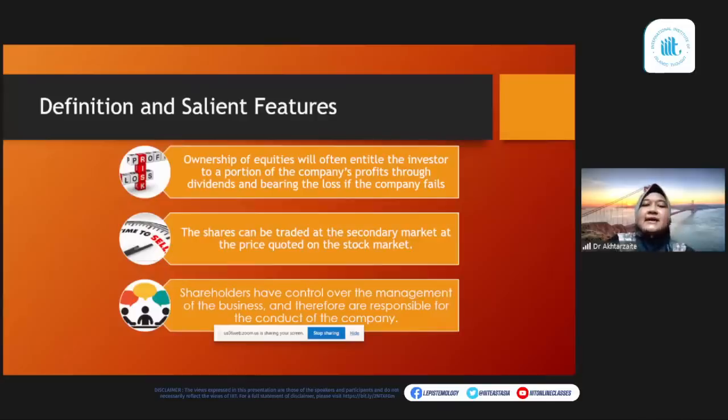The shareholders have control over the management of the business because they are the owner. They can attend the AGM, for example, and appoint who will be the CEO and who will be the management officers for that company, and therefore are responsible for the conduct of the company. But as in a limited liability.